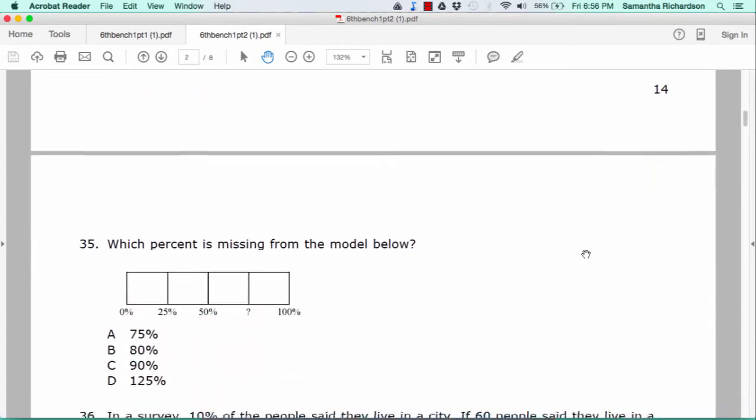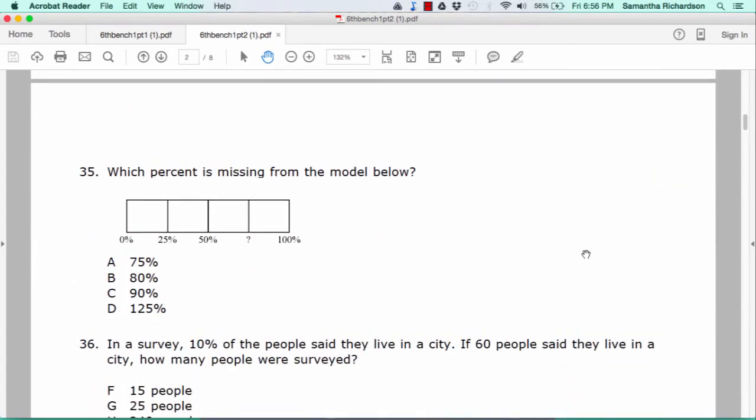Question 35. Which is missing from the model below? A. 75%, B. 80%, C. 90%, D. 125%.